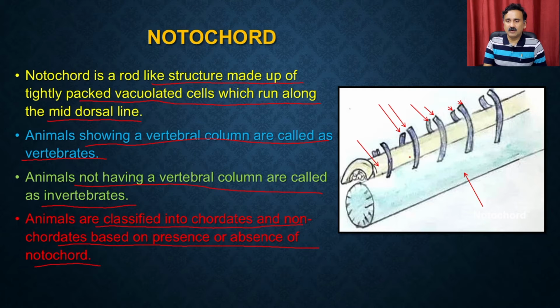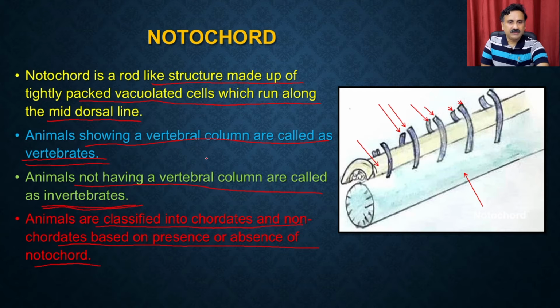So this is the notochord, where you have a rod-like structure made up of tightly packed vacuolated cells, and based on this the organisms are going to be divided into two parts. Either they have the notochord, or they will not have the notochord. If they don't have the vertebral column, then they are called the invertebrates. If they have the vertebral column, then they are called the vertebrates.